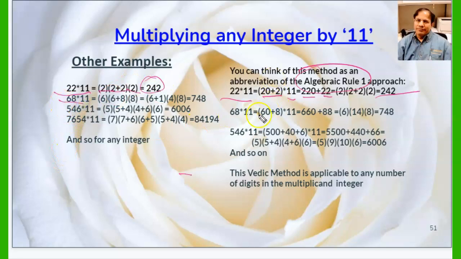Same thing, we can write 68 times 11. 68 we write as a sum, 60 plus 8, times 11. Use the algebraic rule, 60 times 11 plus 8 times 11, and then we end up with 748. This Vedic rule is applicable to any number of digits in the multiplicand. Multiplicand means the first number. The multiplier is the second number.